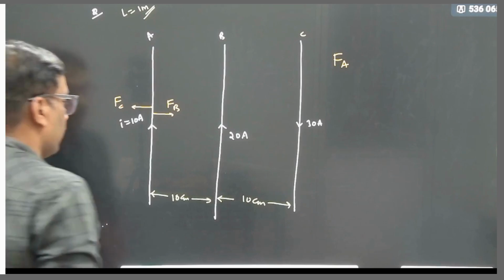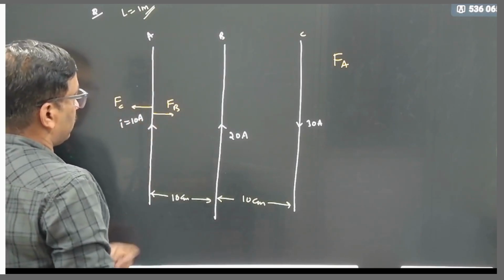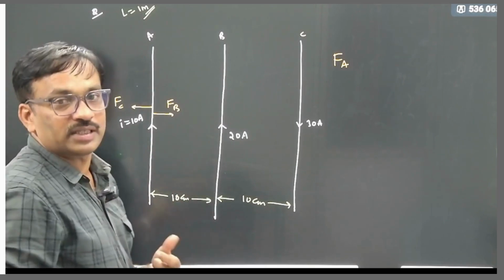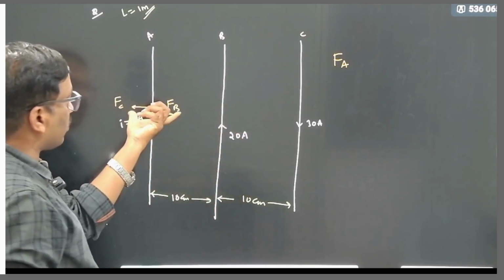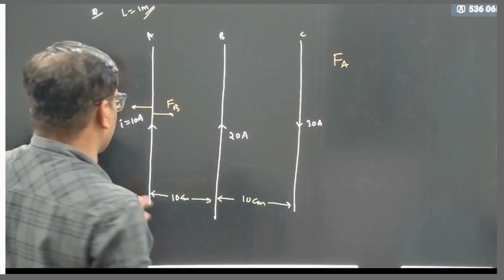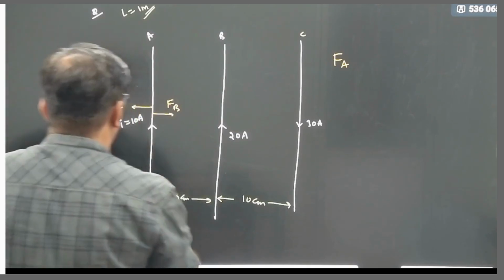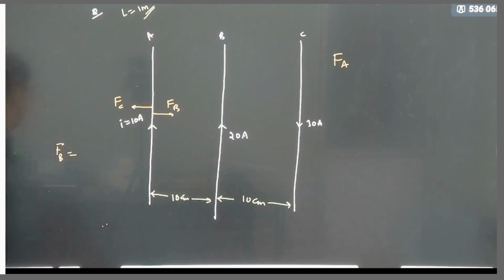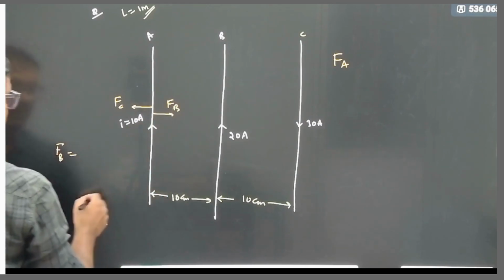Right. So now we'll calculate the force due to B, then the force due to C, then we'll see which one is greater. Both are acting in opposite directions, so we will subtract. First let us calculate the force due to B. What is the formula? We have written it.